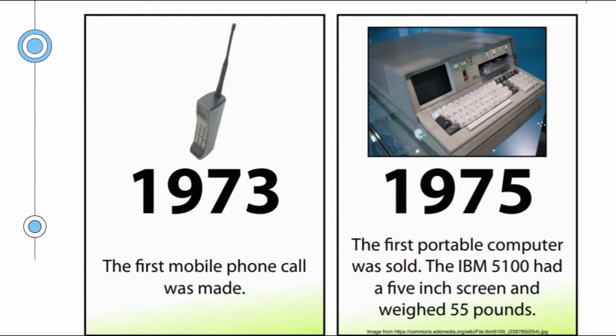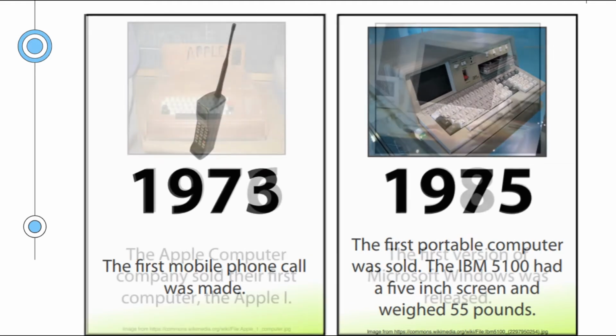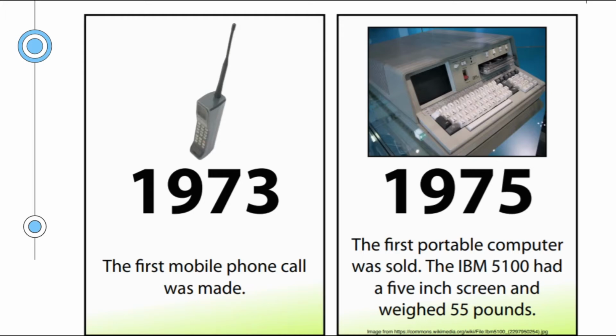And in 1975, the first portable computer was sold. This was the IBM 5100. It had a 5-inch screen and weighed almost 55 pounds. Before, computers were only sold to the military and scientists, but this was the first time that one was sold on the open market.